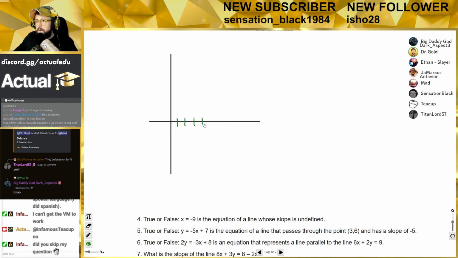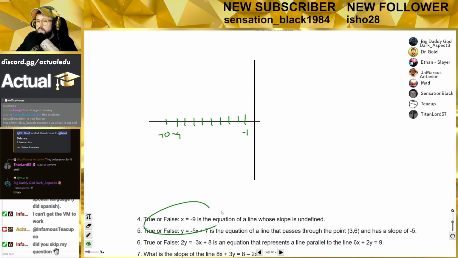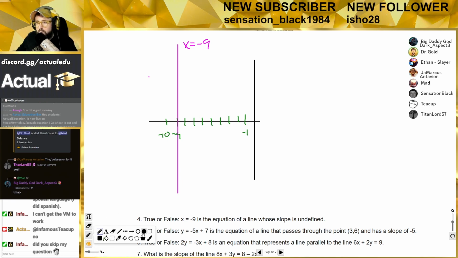Let's go 1, 2, 3, 4, 5, 6, 7, 8, 9. Oh, it's negative 9, whatever. This is negative 9. What this is saying is this is just a vertical line that goes straight up, this way, at x equals negative 9. This is the equation x is equal to negative 9, because every point on this line has the same x coordinate, x is equal to negative 9.